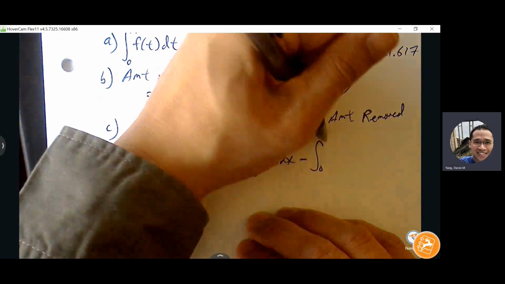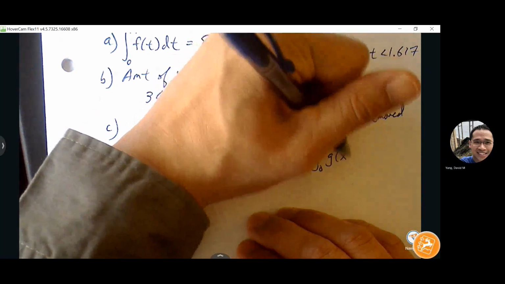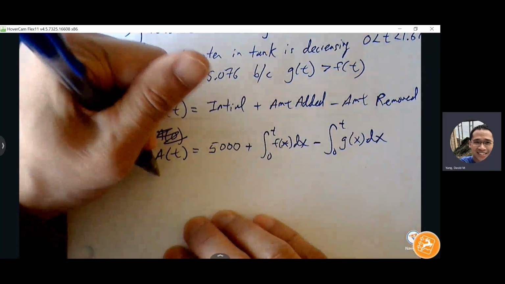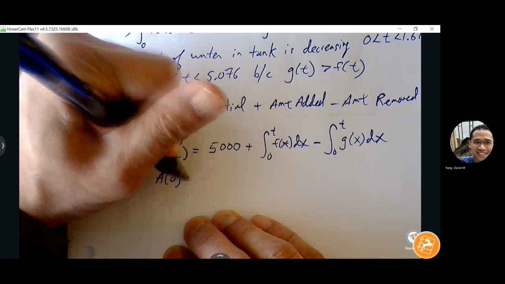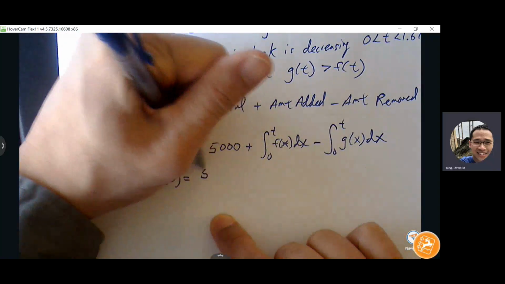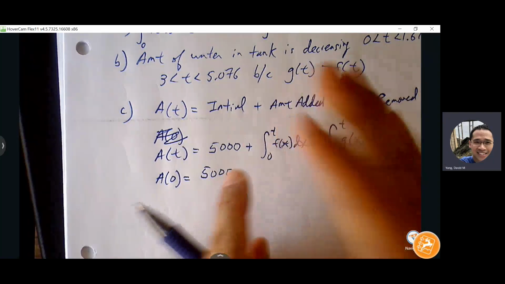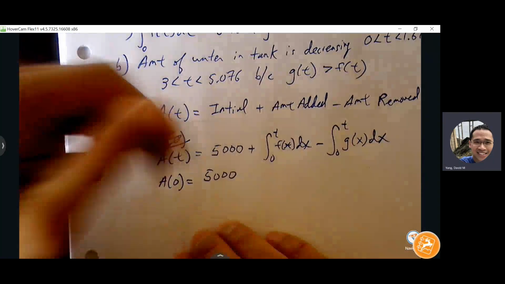Minus the amount removed. Okay, so let's do A of 0 first, which is just 5,000. Don't have to do anything more than that. We know that's 0 in for t, we'll just wipe this out. And also we know that's how much there is to begin with.